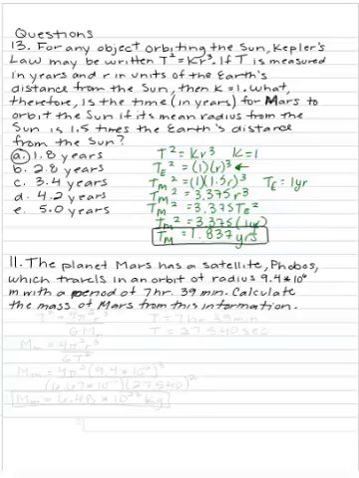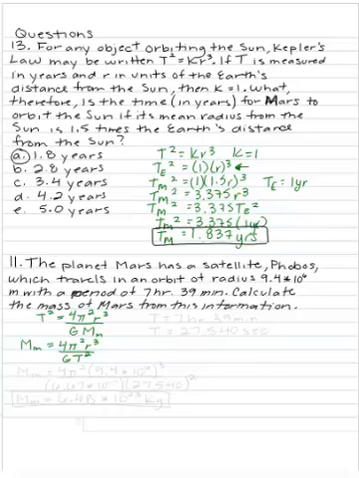This next question is number 11 from the free response, and it says, the planet Mars has a satellite, Phobos, which travels in an orbit of radius 9.4 times 10 to the 6th meters with a period of 7 hours and 39 minutes. Calculate the mass of Mars from this information. We're going to solve for the mass of Mars, and in order to do this, we can use the equation period squared equals 4 pi squared r cubed, all divided by G times the mass of Mars. So when we rewrite this equation, we get that the mass of Mars equals 4 pi squared r cubed divided by G times period squared.